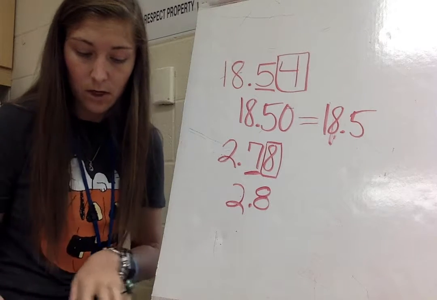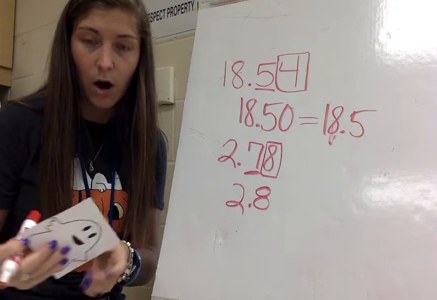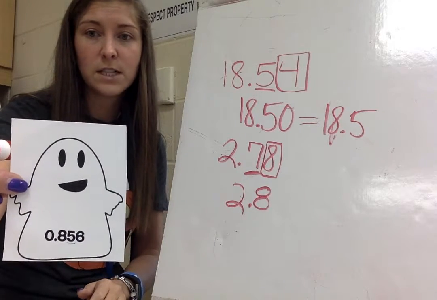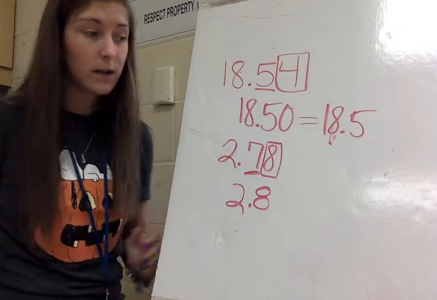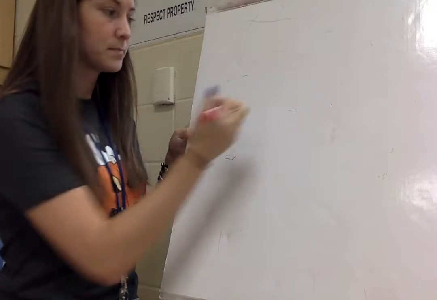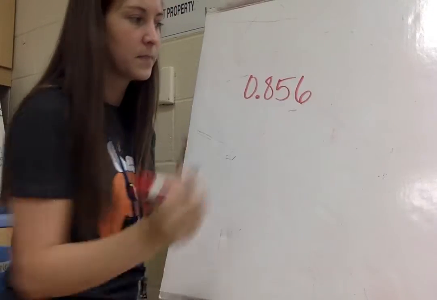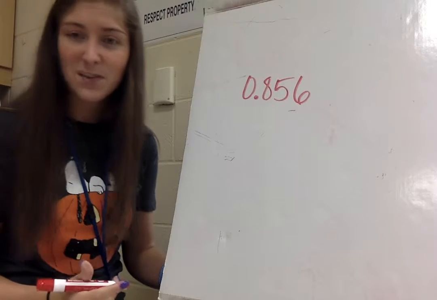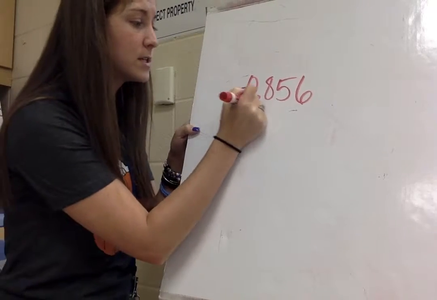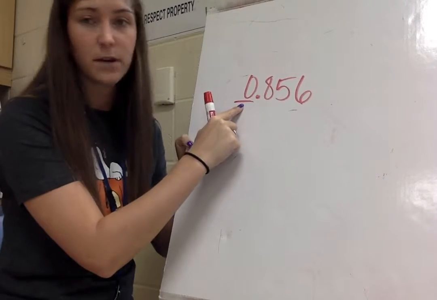Okay? We're going to look at one, and we are going to round this one to a whole number. So this number looks like this. It is 856 thousandths, and I want to talk about rounding it to a whole number. When we look at this number, I have to figure out where my whole number is located. Your whole number is always going to be to the left of the decimal.